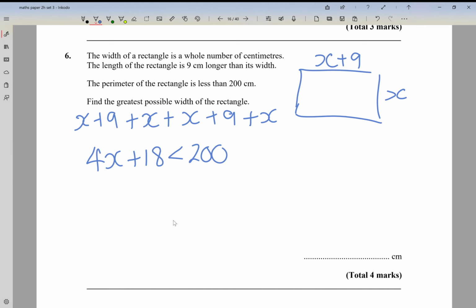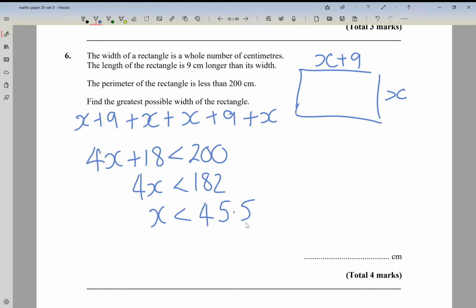So we rearrange it so that we minus 18 from both sides, and then divide by 4. Use a calculator for that. It's just literally 182 divided by 4. And as you can see, it's giving you a decimal. So x is less than 45.5.